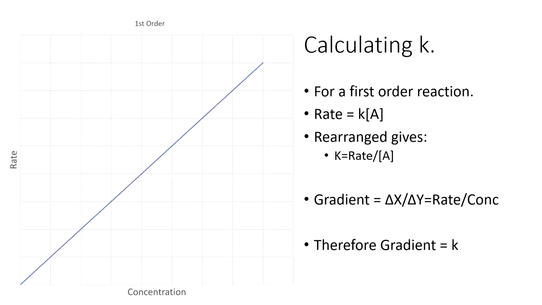If we rearrange that, and you'll have to excuse the capitalization, which definitely should not be a capital K there, the rate constant would be equal to the rate divided by the concentration of our reactant. If we think about this line, the gradient for this straight line is the change in y divided by the change in x. The change in y is the change in rate, and the change in x is the change in concentration along the bottom. Therefore, if we were given this graph and worked out the gradient, we would have worked out the value for k.